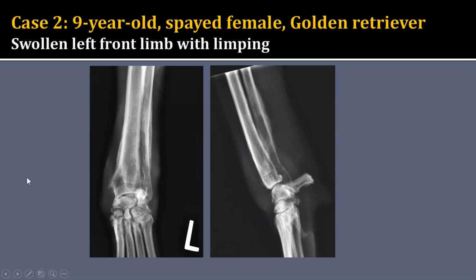Our next case is a 9-year-old spayed female golden retriever who's presenting for a swollen left front limb with limping. We have not really centered well on the carpus. We've included quite a bit of the antebrachium. So we're not really on a certain area, but other than that, our craniocaudal or DP view and our lateral view are at least well positioned. They're nice and straight. The exposure is good as well for both the soft tissue and the osseous structures.